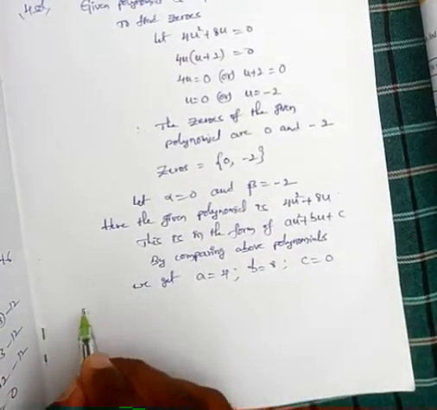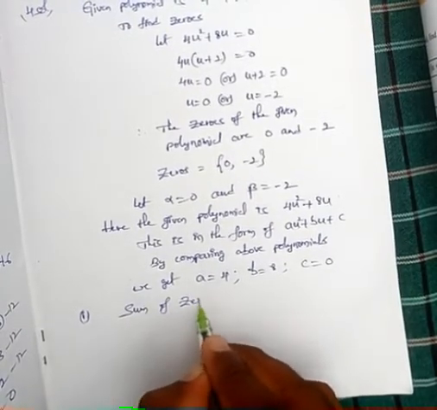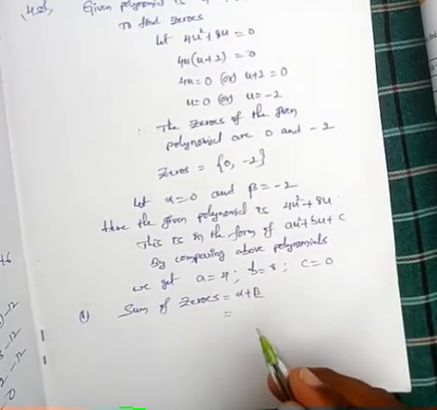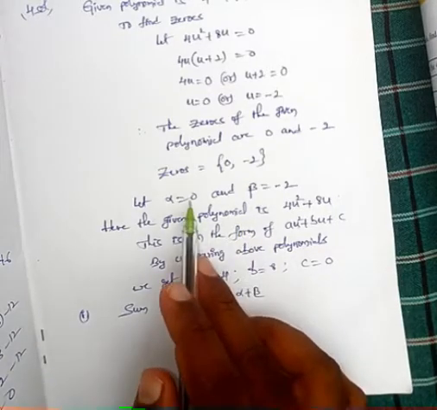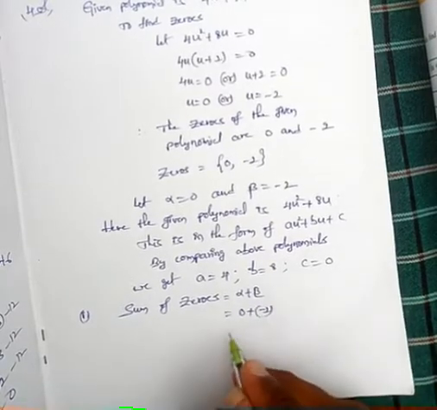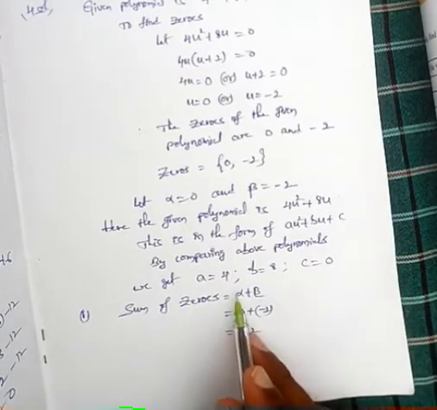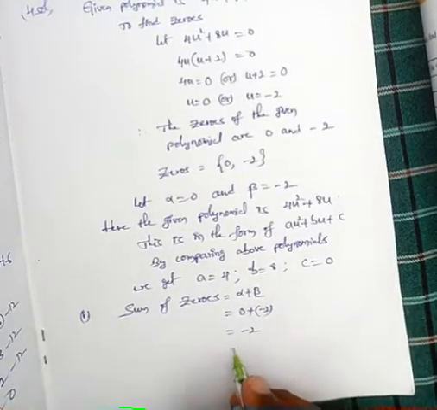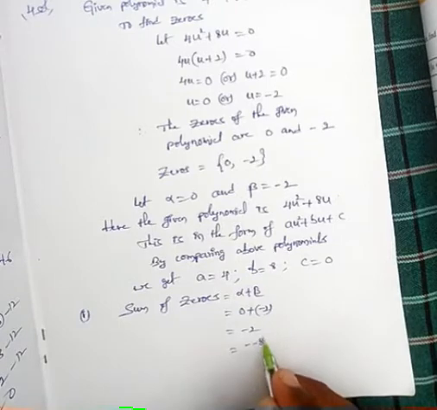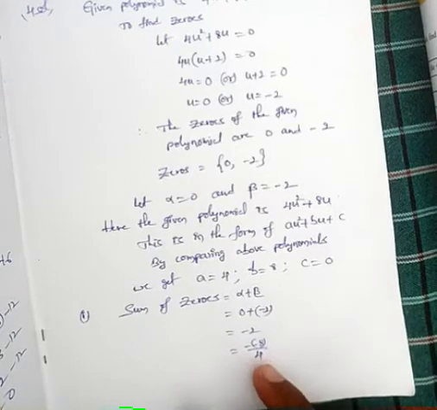Let's verify the relation by taking sum of zeros. Sum of zeros equal to alpha plus beta. Here, what is alpha? Alpha is 0. And what is beta? Beta is -2. So if you simplify this, you can get -2 as the result. And you can write -2 in the form of minus b by a. You can write -2 as minus of -8 by 4. Don't get confused, children.